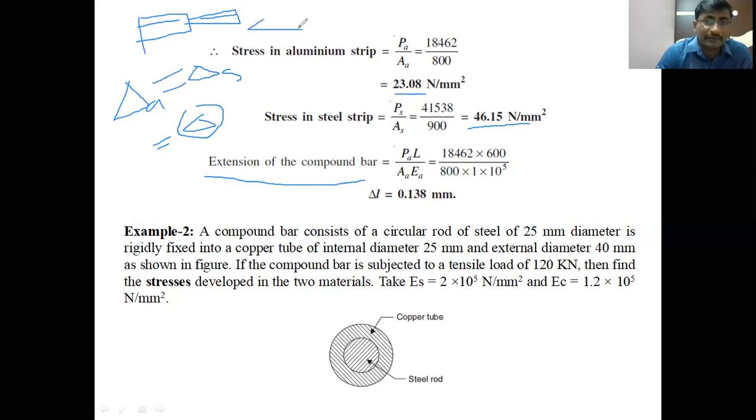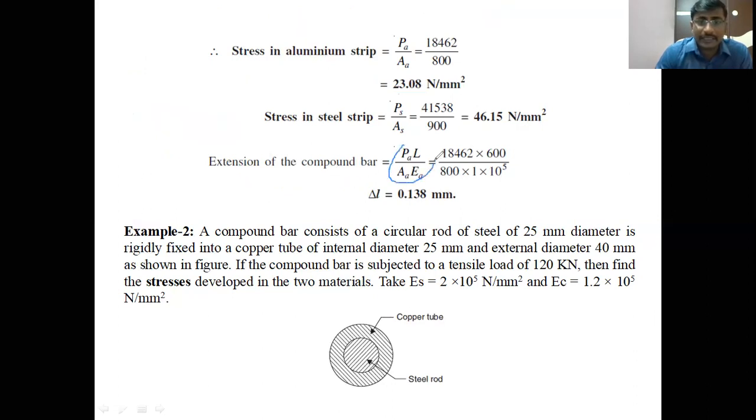So delta is equal to, as we discussed in the previous classes, delta S plus delta A. The summation of elongation of each material is equal to the total elongation if the members are connected in series. If the members are connected in parallel, the total elongation must be equal to the elongation of each material. Clear? Not a summation here. So the extension of the compound bar is either PAL by AA EA, otherwise PSL by AS ES. Both are the same.